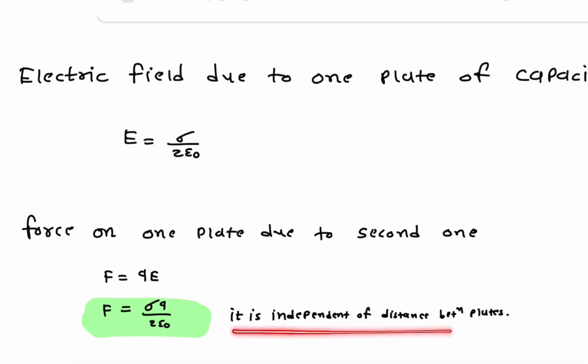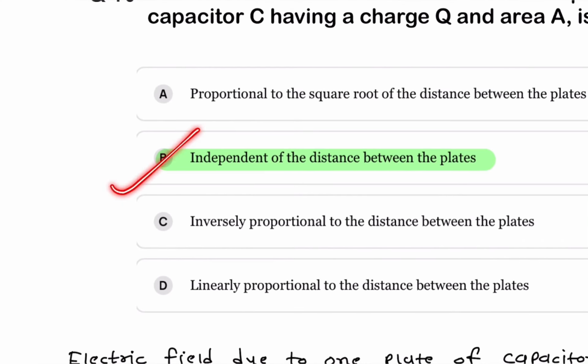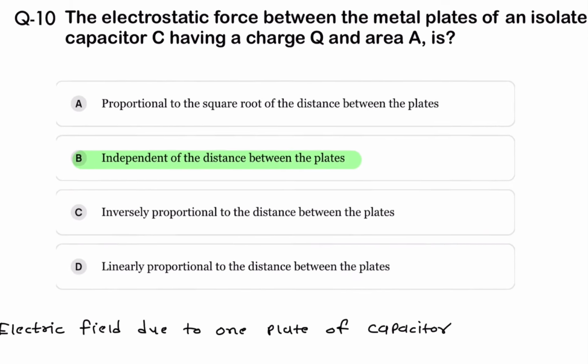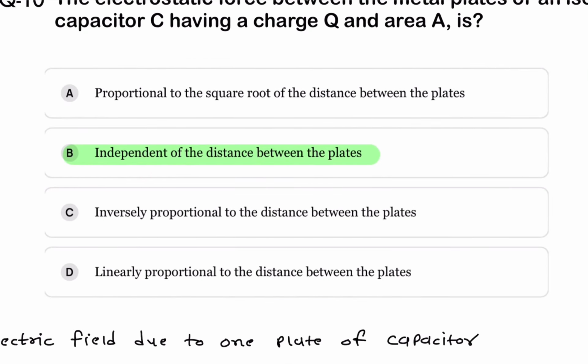So it is independent of the distance between the plates. So option B is correct: the force between the plates of an isolated capacitor is independent of the distance, or separation, between the plates. Option B is correct.